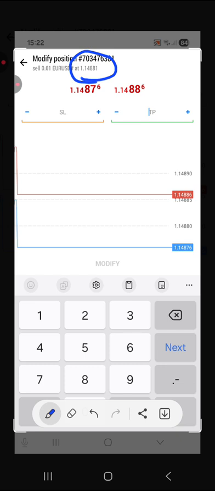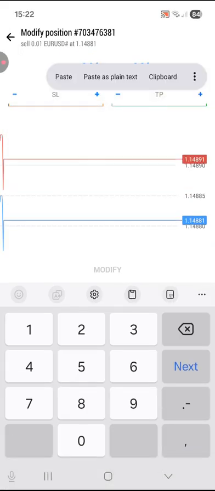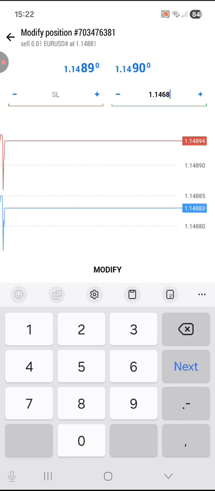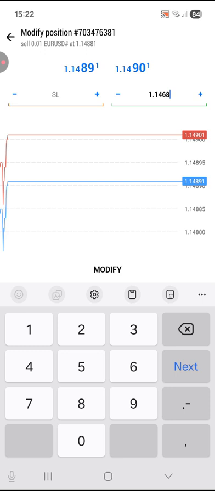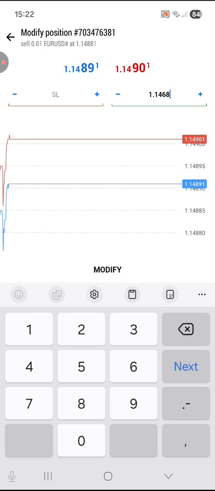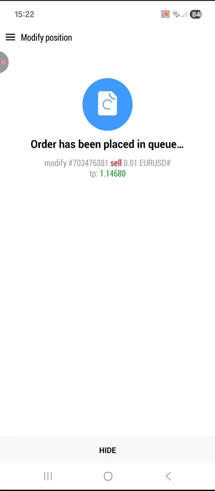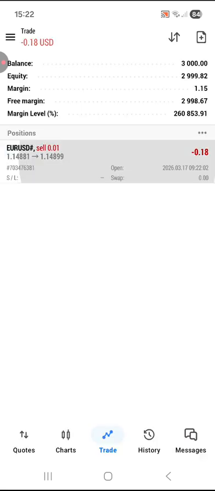So we want to go down 20 points. I always do a 20-point take profit. So 1.1488, 20 points down from 1.1488 is 1.1468. So that will be a profit for us. We only count the big numbers. That's 20 pips down from 88 down to 68 is 20. So there, our trade is placed. So that is the first trade that we do.